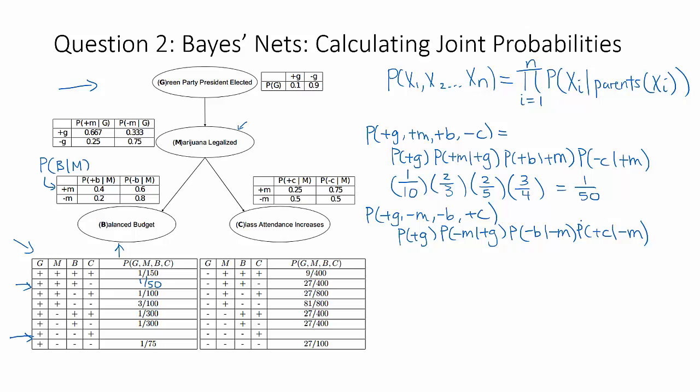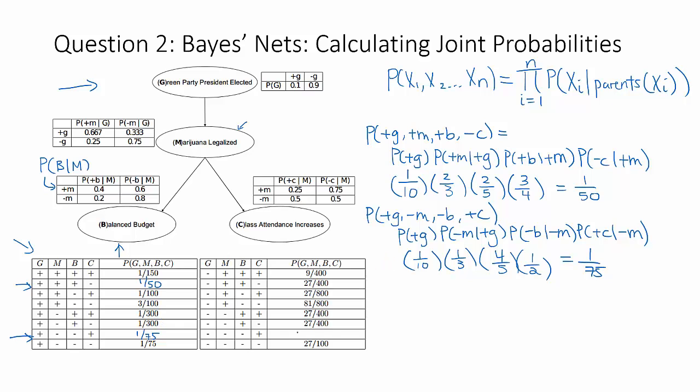And so we can look up values again. The probability of plus g is 0.1, which is 1/10. The probability of minus m given plus g, that's 0.333, which is 1/3. The probability of minus b given minus m, that's equal to 0.8, which is 4/5. And the probability of plus c given minus m, that's equal to 0.5, and so that's 1/2. And simplifying this, we get 1 over 75, and that's what we'll fill in to this entry here.